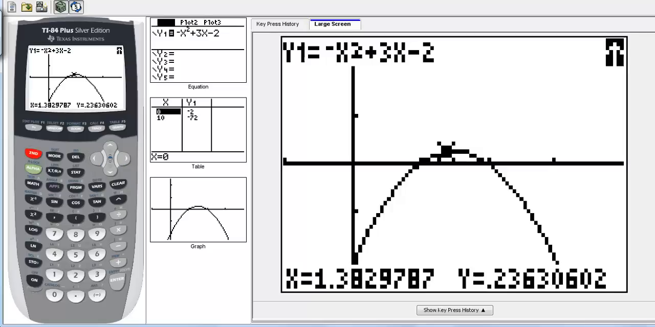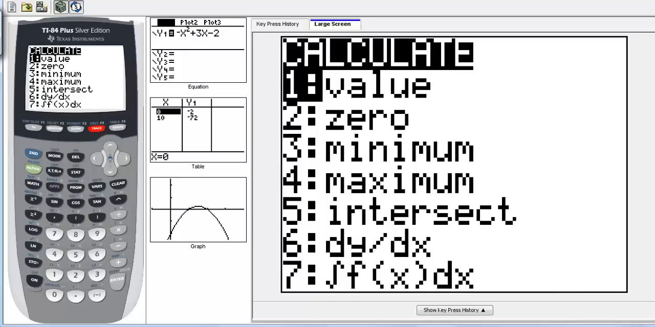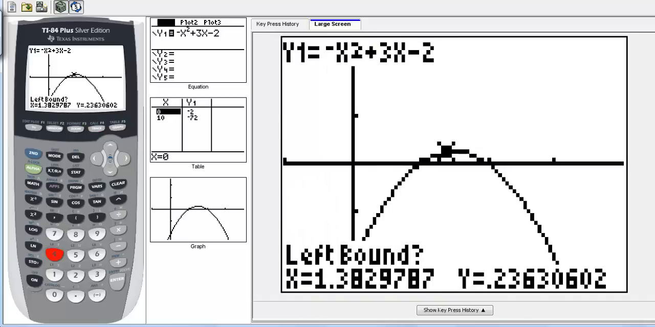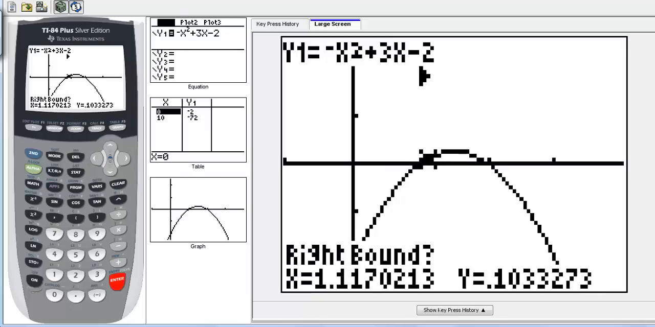If we hit second function and trace, which would be the calculate, and we looked at calculating the zero, which is number 2, but now we have number 3 and 4 looks at your minimum and maximum. So for us, our graph is opening down, it's going to increase and decrease, so we have a maximum. So if we select number 4, it's going to go through the same questions we had before. You want to set a left bound, so we need to move the cursor to the left of this maximum point and hit enter. And then we need to move to the right of that point and hit enter.